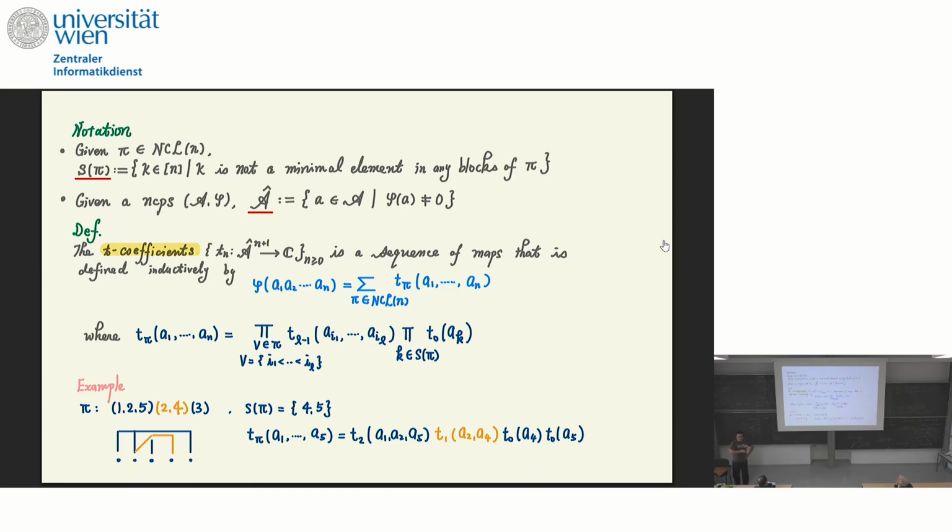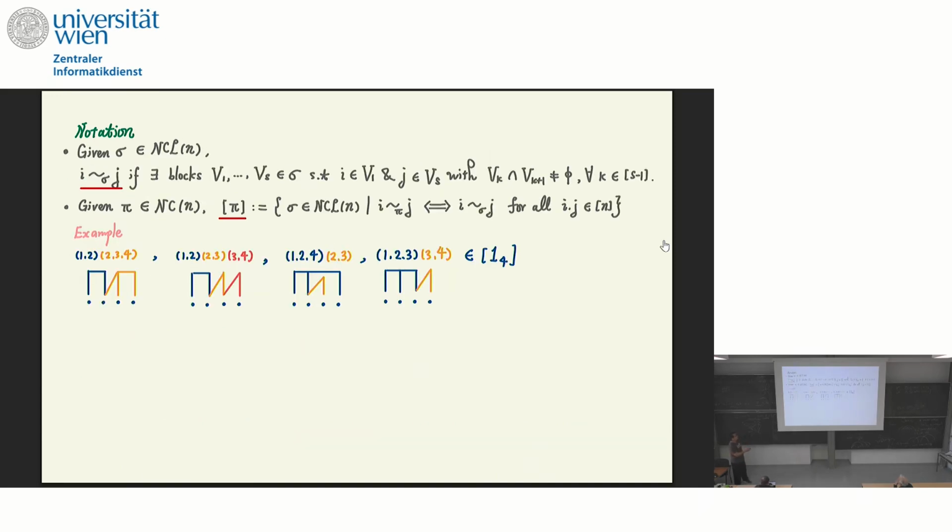So what's the benefit of considering this? There's one more notation. If I'm given a non-crossing linked partition sigma, the relation i ~ j means i and j are in the same relation: you can always find a sequence of blocks such that i is in the first one and j is in the last one, where consecutive blocks are connected to each other.